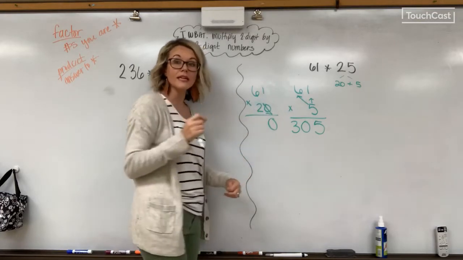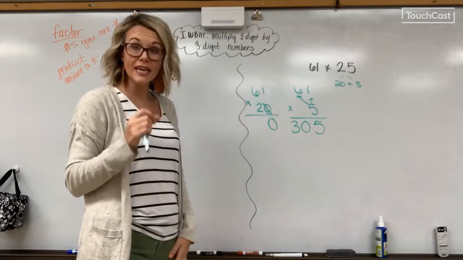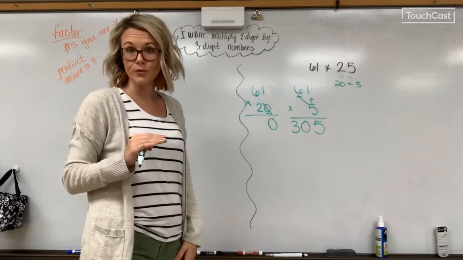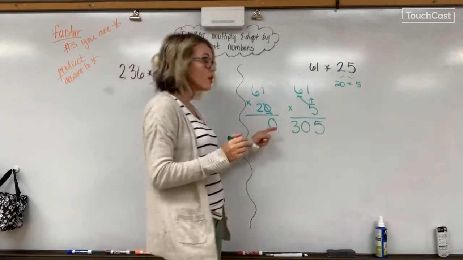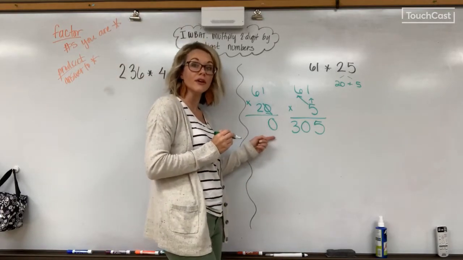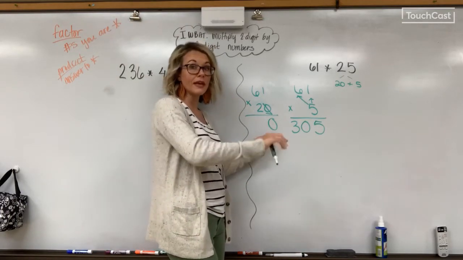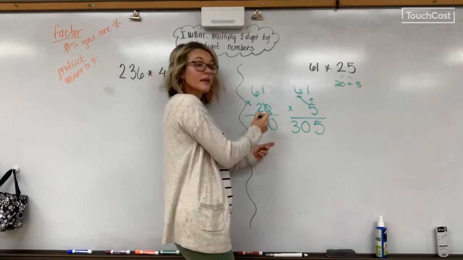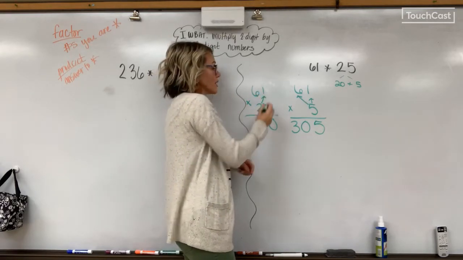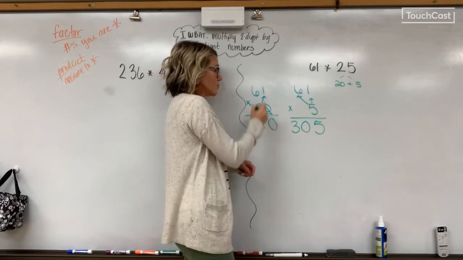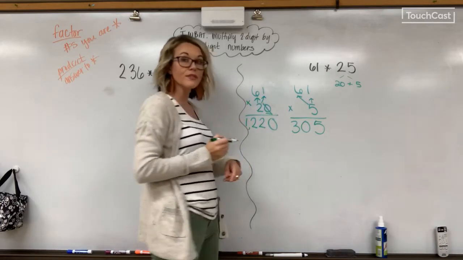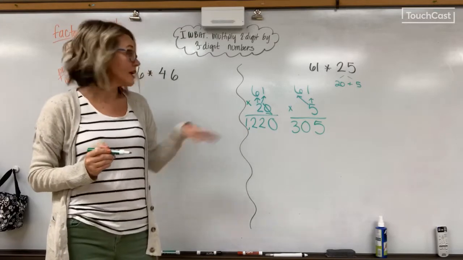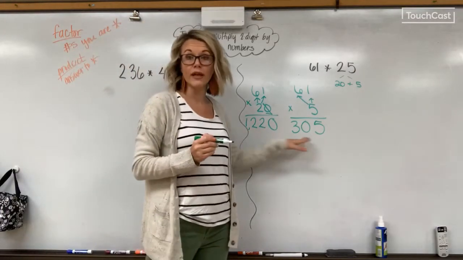And we know that anytime we multiply by 10 or any multiple of 10, my answer ends in a 0. So I'm going to go ahead and put that 0 here, and then I'm done with it. And now I'm going to do 61 times 2. So 2 times 1 is 2, and 2 times 6 is 12. So 1,220.